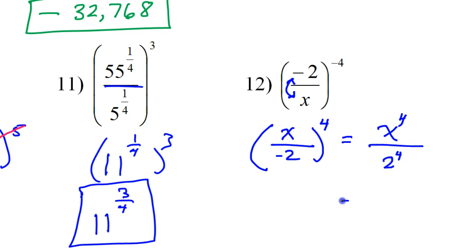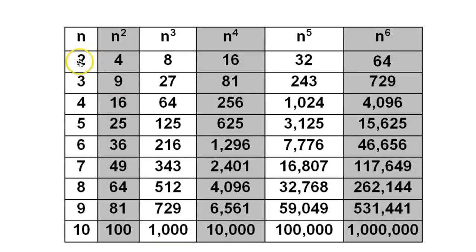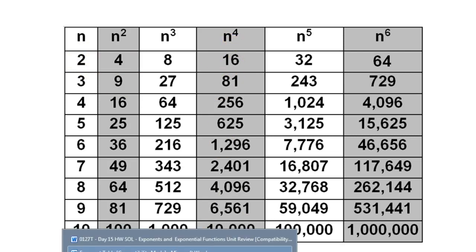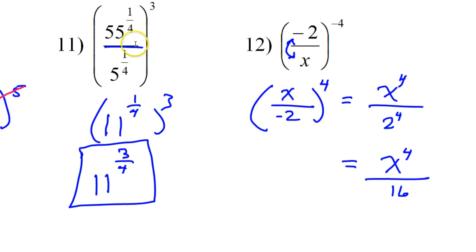2 to the 4th power, I believe, is 16. So x to the 4th power over 16. So you have to do that because it's on the chart, so you got to do it. Alright, 2 to the 4th power is 16. Okay, so this is the final answer.